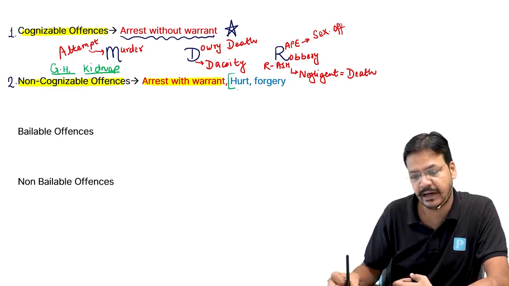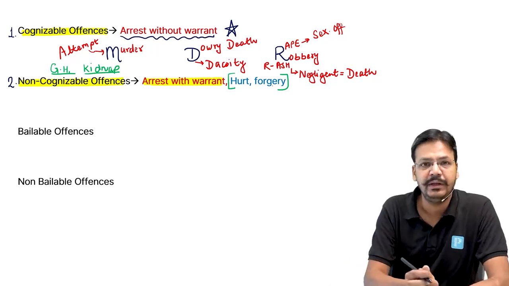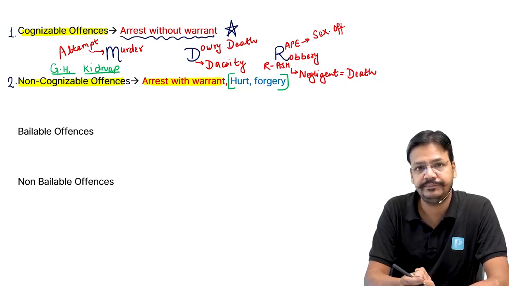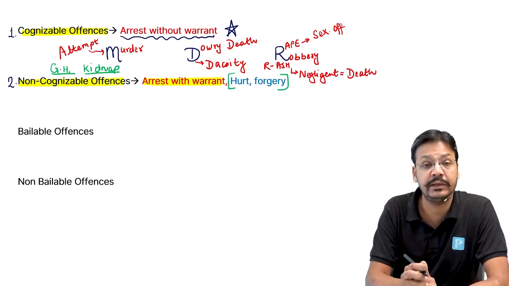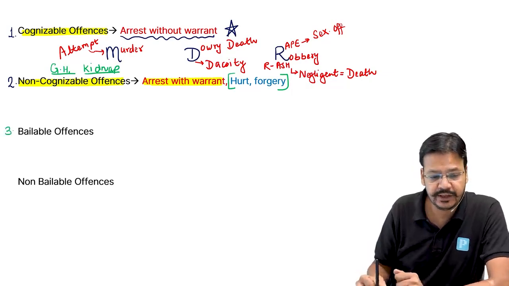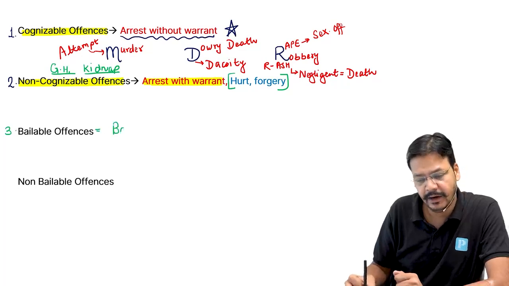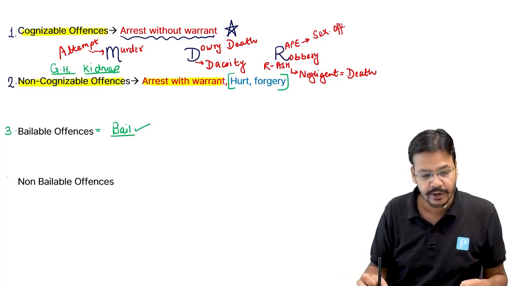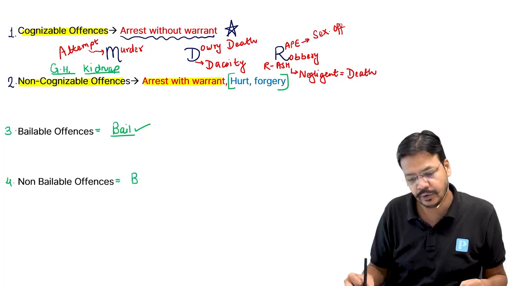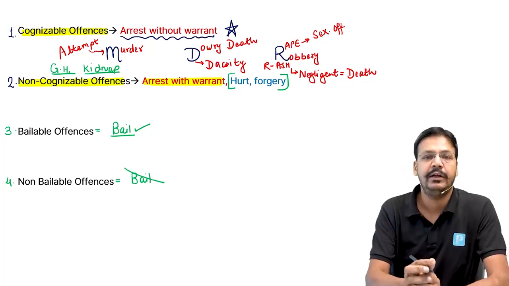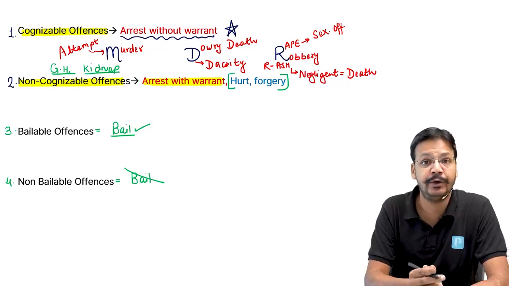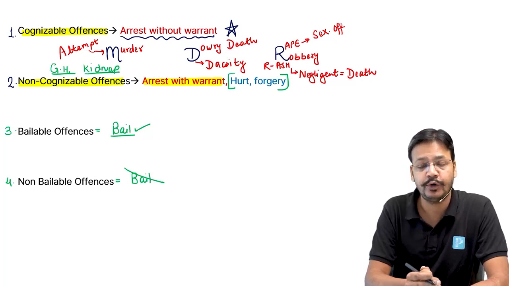Examples of non-cognizable offenses are hurt, forgery. Arrest with warrant is non-cognizable; arrest without warrant is cognizable. The third definition is bailable offense. Bailable offenses are those offenses where bail can be granted, and non-bailable offenses are those offenses where bail cannot be granted. So these are four very, very important definitions: cognizable, non-cognizable, bailable, and non-bailable offenses.